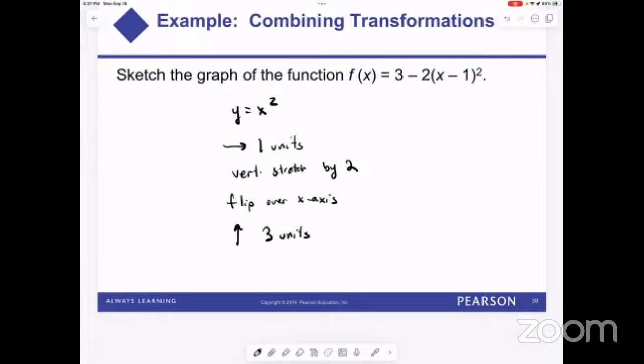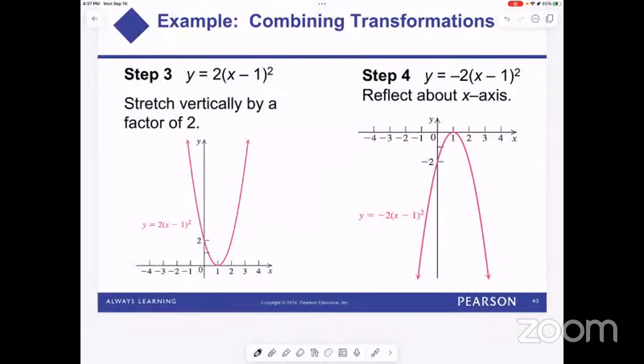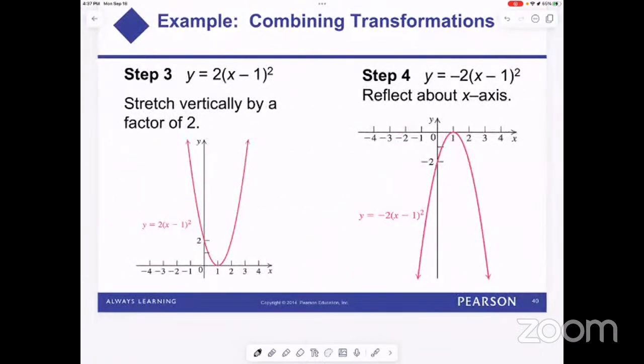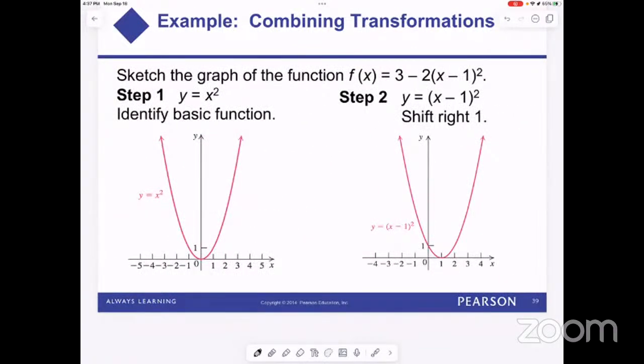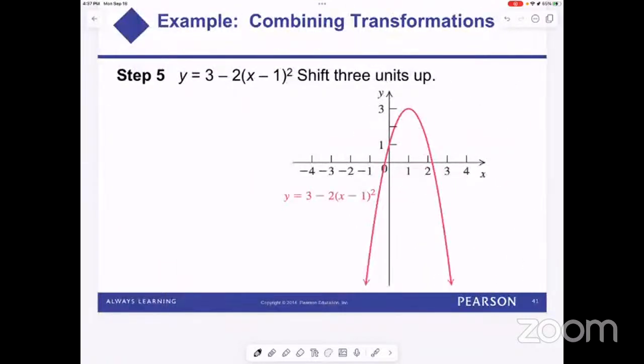Okay. So here you can see we started with a U-shaped curve. We went to the right by 1. We vertically stretched by a factor of 2. We flipped it over the x-axis, and then we went up by 3. And that's our final graph.